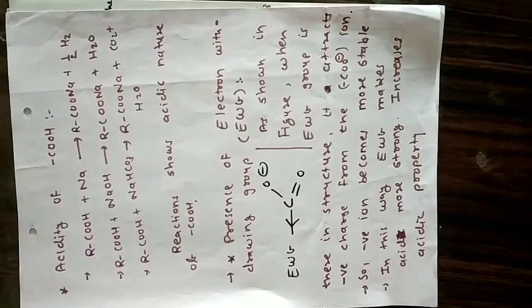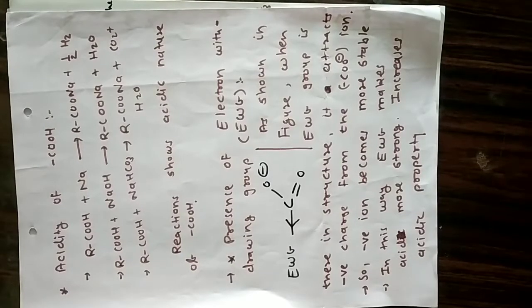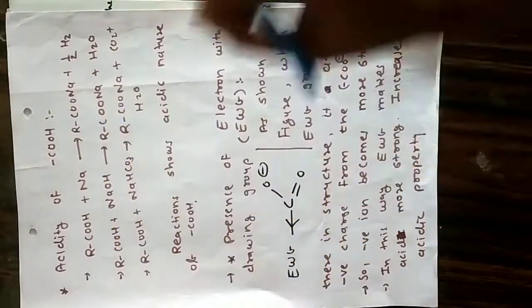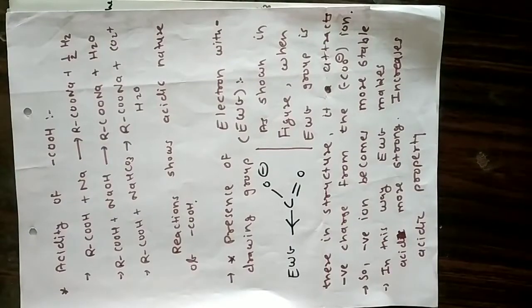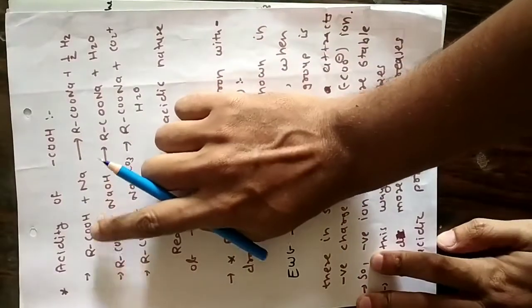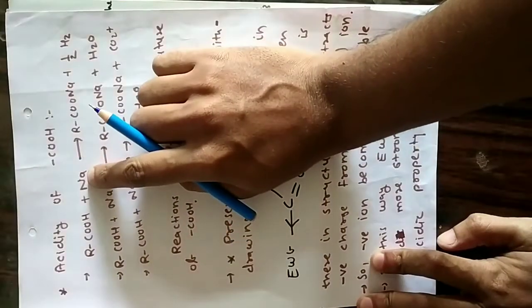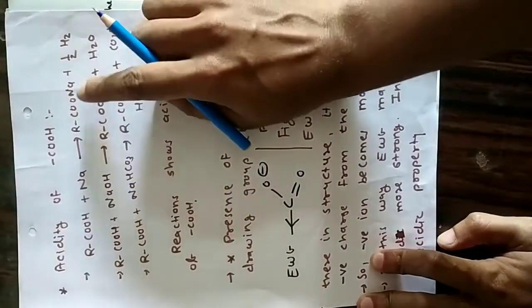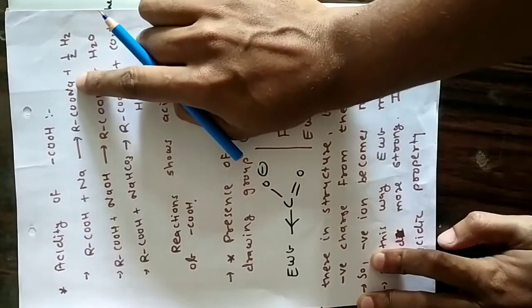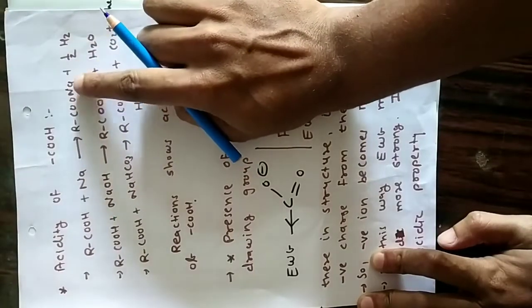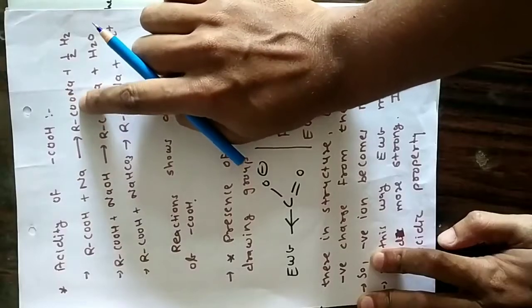So today we are going to discuss acidity of COOH group, means acidity of carboxylic acid group. Now these are the few reactions that show acidic property of COOH. You can see when COOH reacts with sodium metal, it liberates hydrogen gas and makes a sodium carboxylate salt.